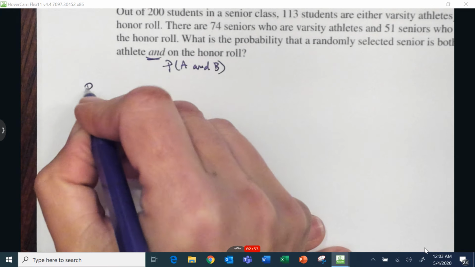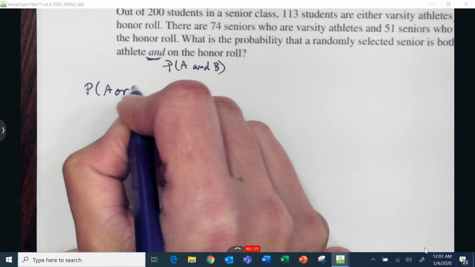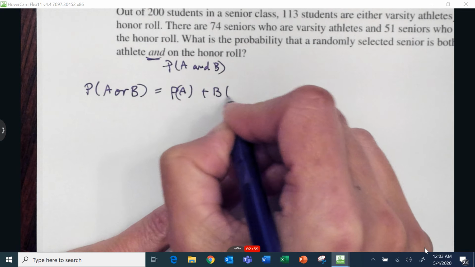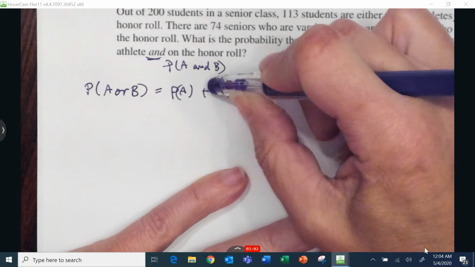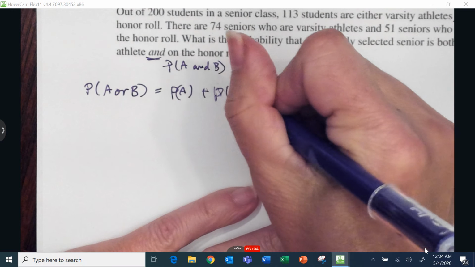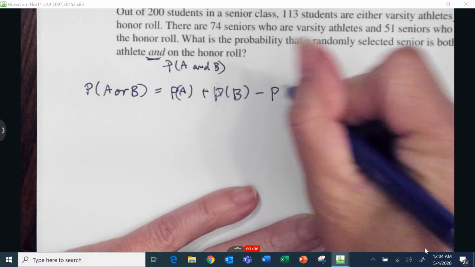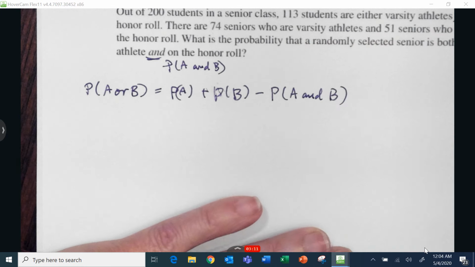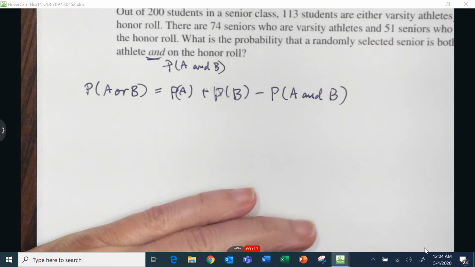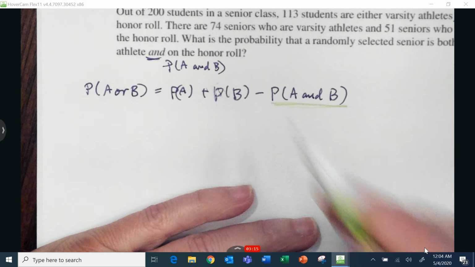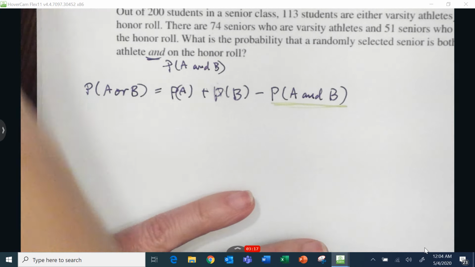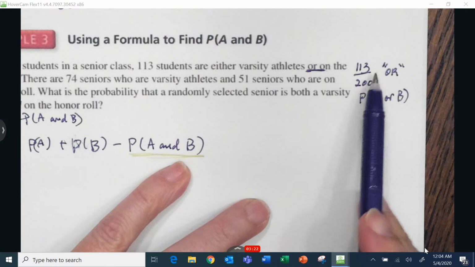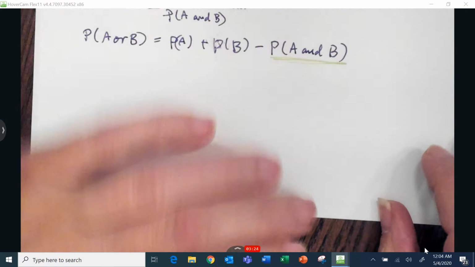So the probability of A or B is the probability of A plus the probability of B, subtract off the probability of A and B. Now we want to solve to find this portion right here. We already know the probability of A or B is 113 over 200.